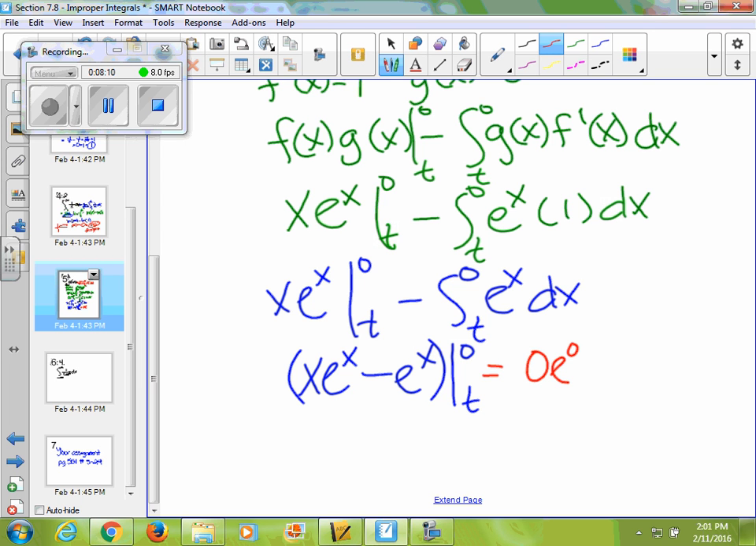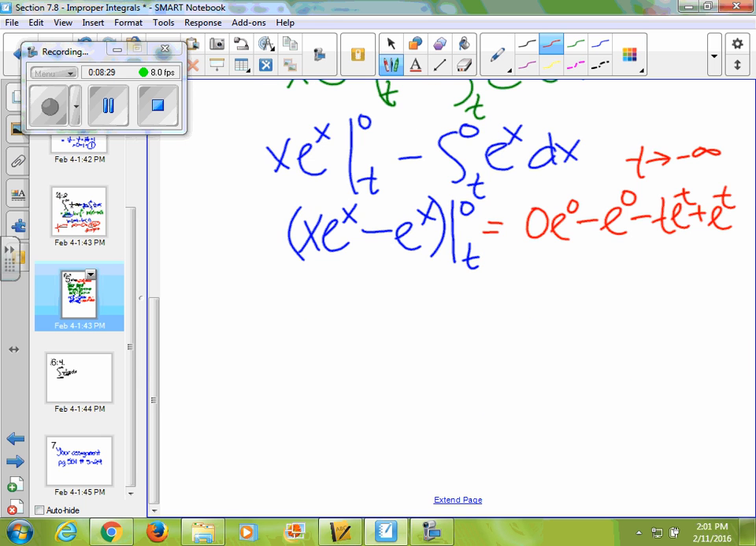I get 0 e to the 0 minus e to the 0 minus t e to the t plus e to the t. And t is still approaching negative infinity. Alright, so let's start simplifying what we know.